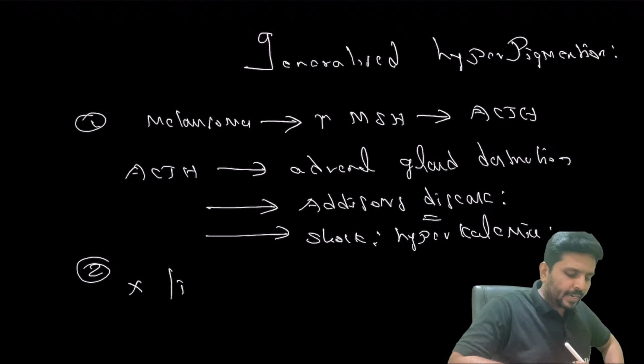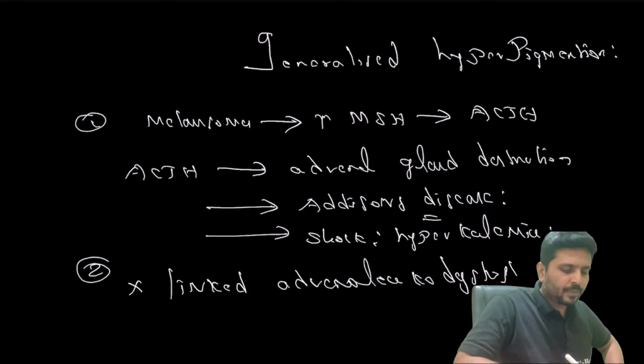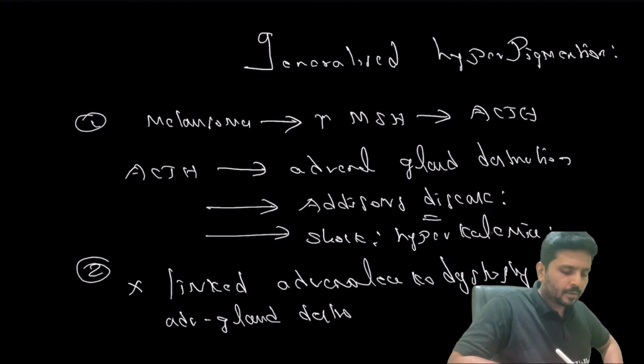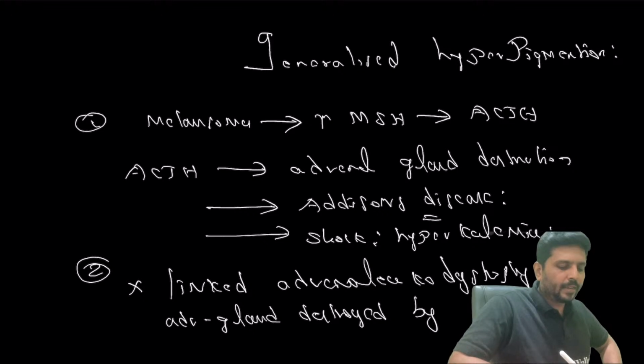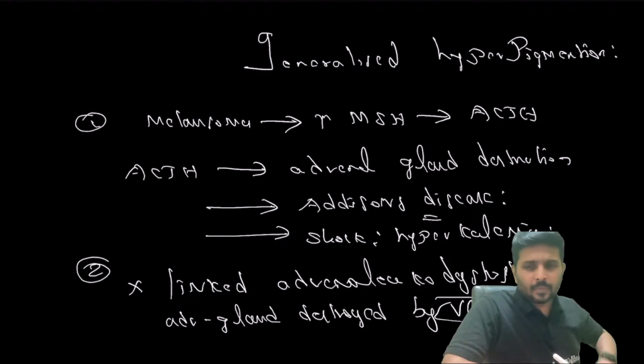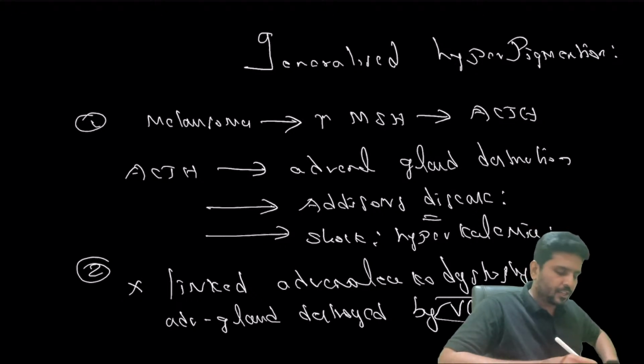One more pediatric condition is called X-linked adrenoleukodystrophy, in which the adrenal gland is destroyed by, you would have learnt something about very long chain fatty acids. These very long chain fatty acids accumulate in the adrenal gland, leading to its destruction.